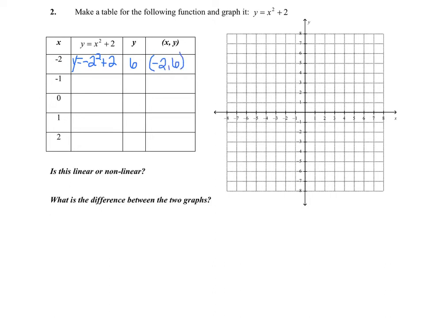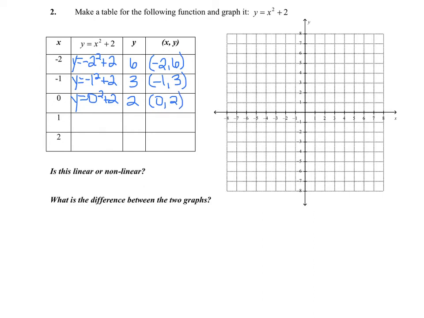Okay, next we have negative 1. So we have y equals negative 1 squared plus 2. Negative 1 times negative 1 is positive 1. 1 plus 2 is 3. So your coordinate is negative 1, 3. Next one, x equals 0. You're going to plug it in. y equals 0 squared plus 2. 0 squared is 0, plus 2 is 2. So our coordinate is 0, 2.